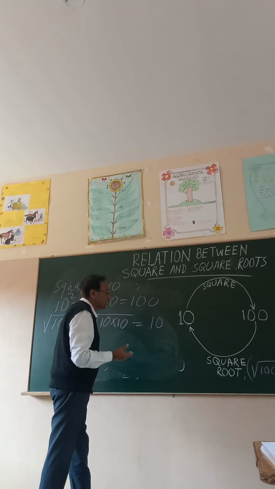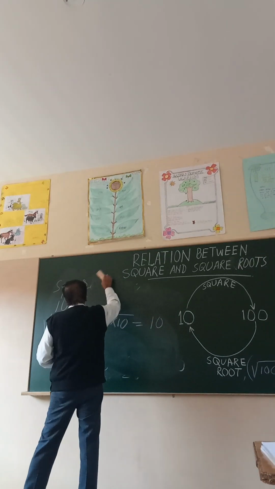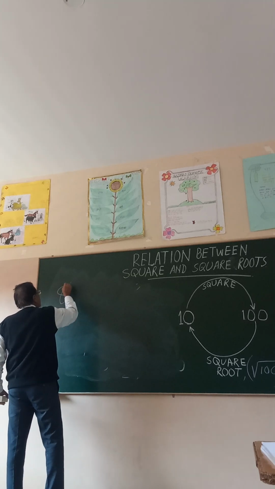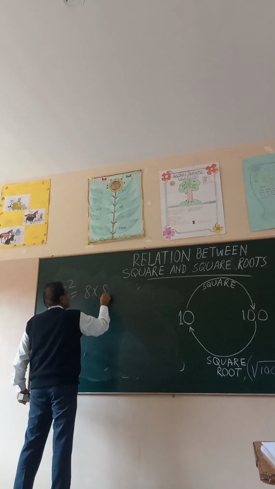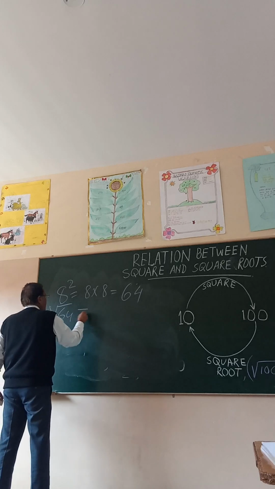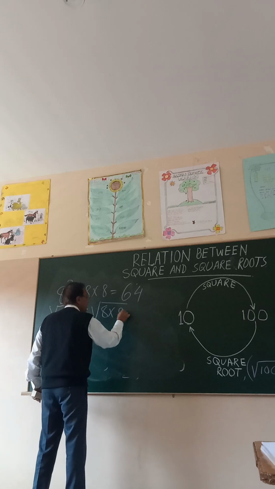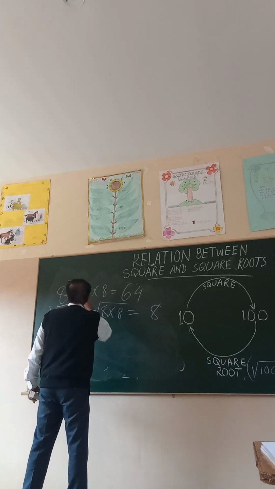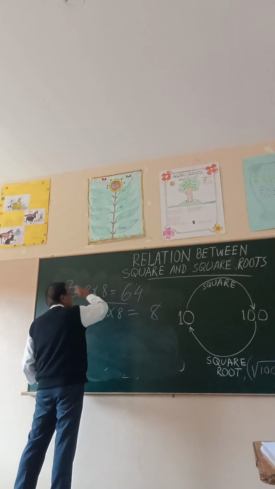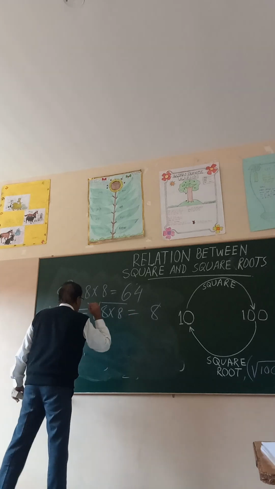So we can see another example also. Suppose 8 squared is equal to 8 into 8, which is equal to 64, and the square root of 64 is equal to the square root of 8 into 8, which is equal to 8. So the square of 8 is 64 and the square root of 64 is 8. Just inverse.